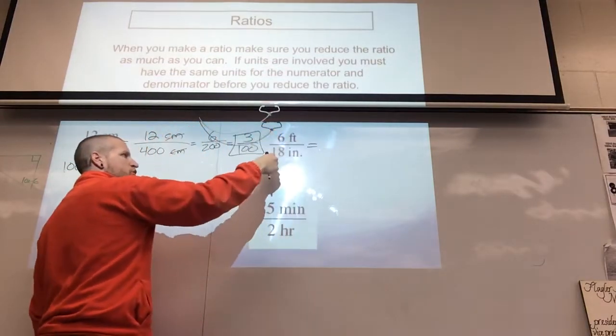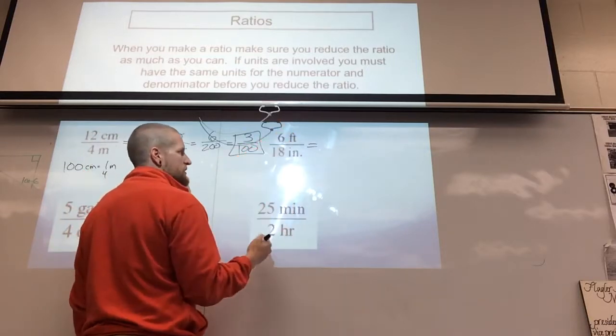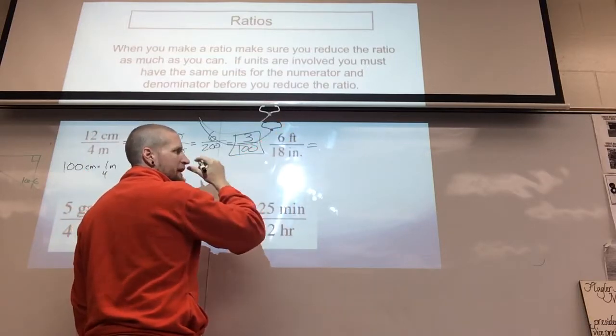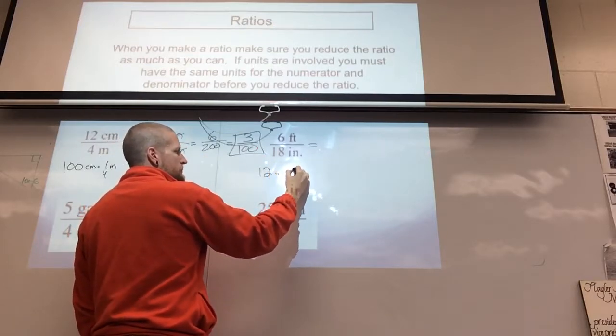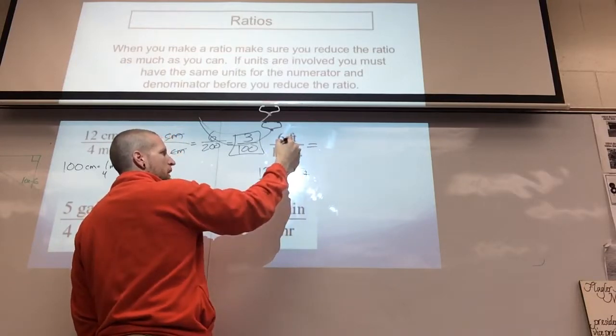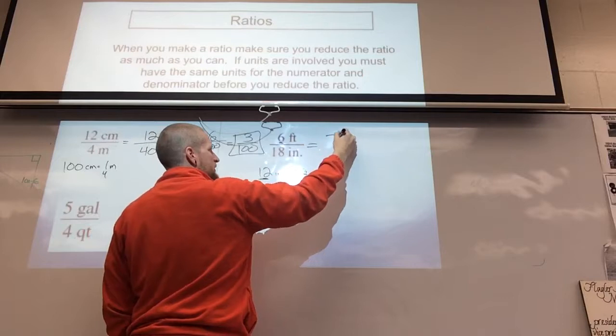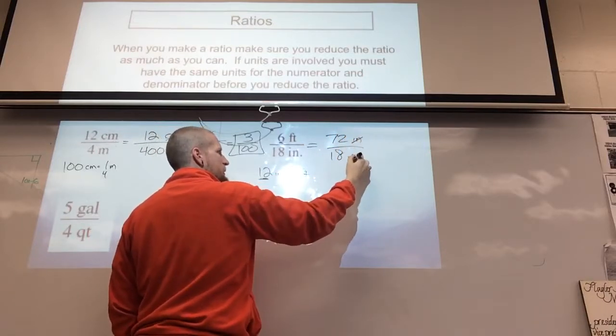Okay, so again, on this one, inches are the smaller unit, so I would take the feet and change it to inches. It's not a necessary thing, it's just a matter of, if I know how many inches are in a foot, I just got to take that number and multiply it by the 6. So that'd be 72. All right, the units are the same, they cross out.